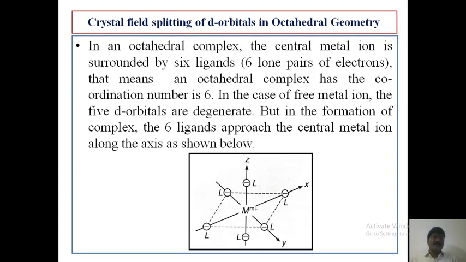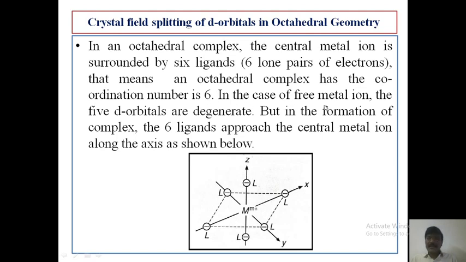Now see, first of all, crystal field splitting of d orbitals in octahedral geometry. Dear students, this is one of the important questions for 10 marks. In an octahedral complex, the central metal ion is surrounded by 6 ligands, that means 6 lone pairs of electrons of the ligands. An octahedral complex has coordination number 6, because the number of ligands indicates the coordination number.